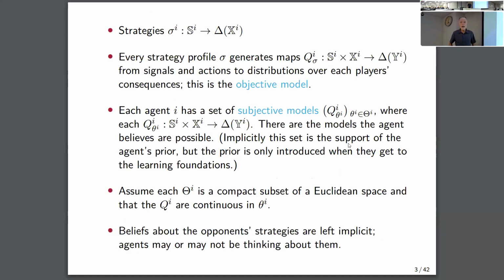The strategy is a map from your signal, s^i, to a distribution over actions, delta of X^i. And every strategy profile, sigma, generates a map, capital Q^i_sigma, from S^i cross X^i to delta of Y^i. So if we fix a strategy profile sigma, then for each player i, we have a distribution over consequences. And these Qs are what they call the objective model. Players don't know this model. Each player i has a collection of subjective models, Q^i_theta^i, where each of these is also a map from signals and actions to consequences.